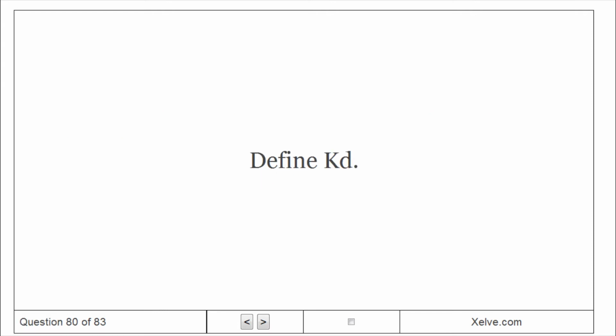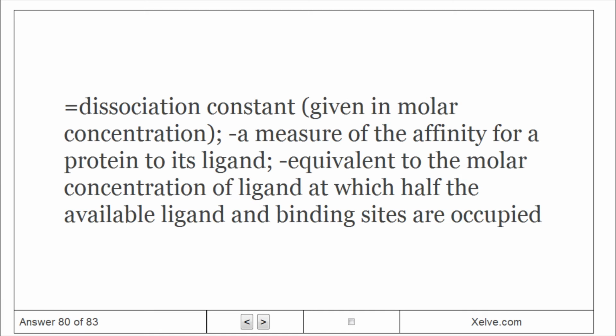Define KD. It equals the dissociation constant, given in molar concentration, a measure of the affinity of a protein for its ligand, equivalent to the molar concentration of ligand at which half the available binding sites are occupied.